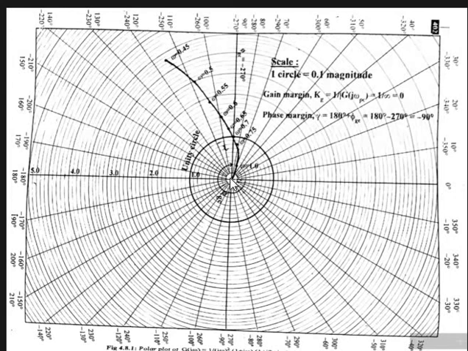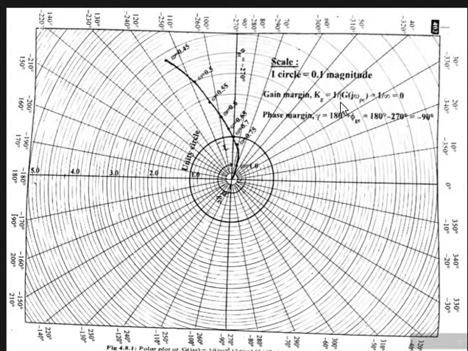Where this unit radius circle touches the negative real axis is nothing but omega GC, omega PC, the phase crossover frequency. But here the plot is not touching the minus 180 degrees line, so there is no omega PC. The phase crossover frequency is not there. Only omega GC is there. Here the polar plot touches the unit radius circle at this point, which is nothing but omega GC, the gain crossover frequency.